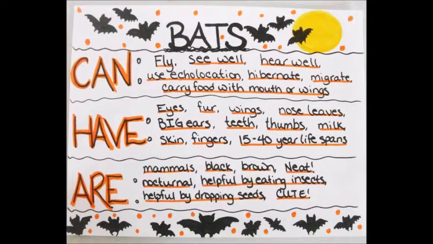You can have children do a word wall. You can ask them what bats can do, what they have, what they are. The children can answer: bats can fly, bats can use echolocation, they have eyes, fur, wings, and they're mammals and nocturnal. This is a great way to go over it. Then you may use art as well. Here's a picture of a bat and they use the bat facts.